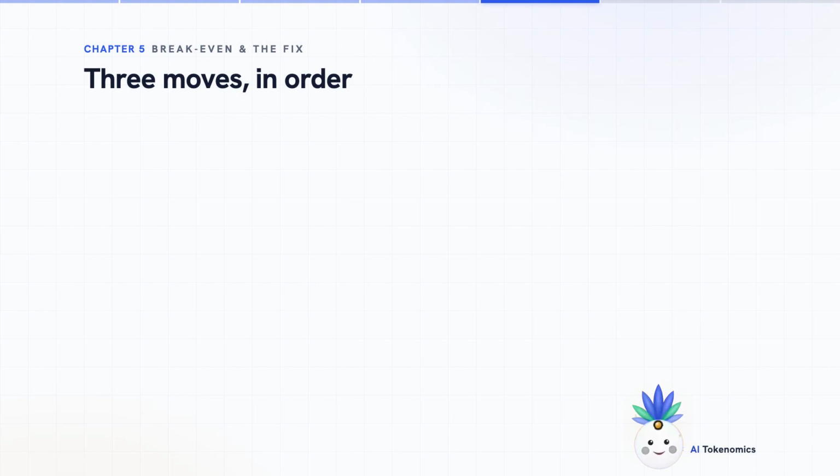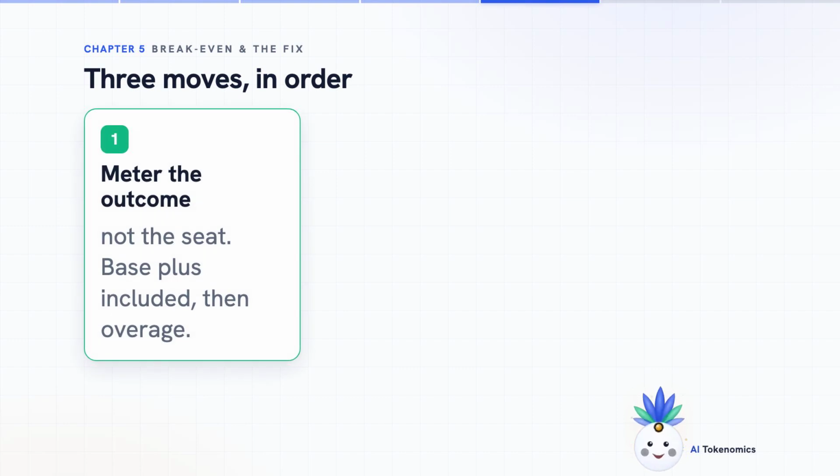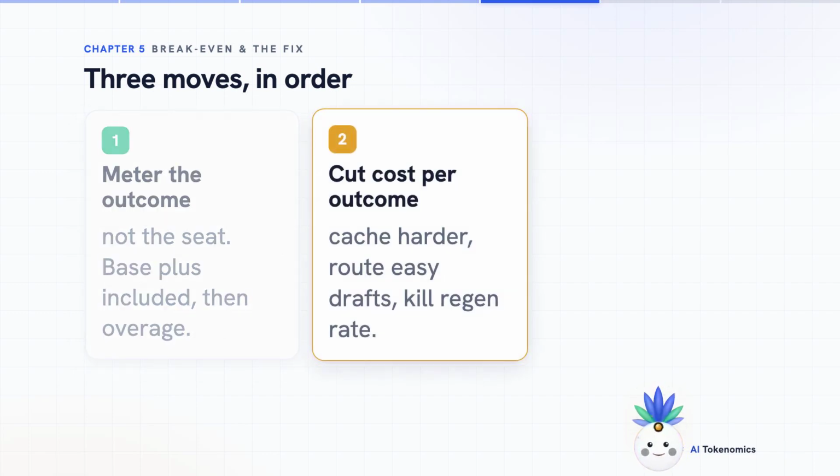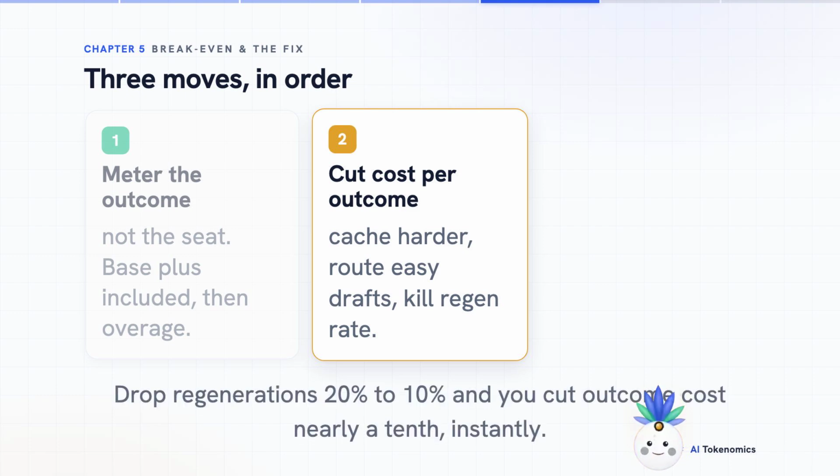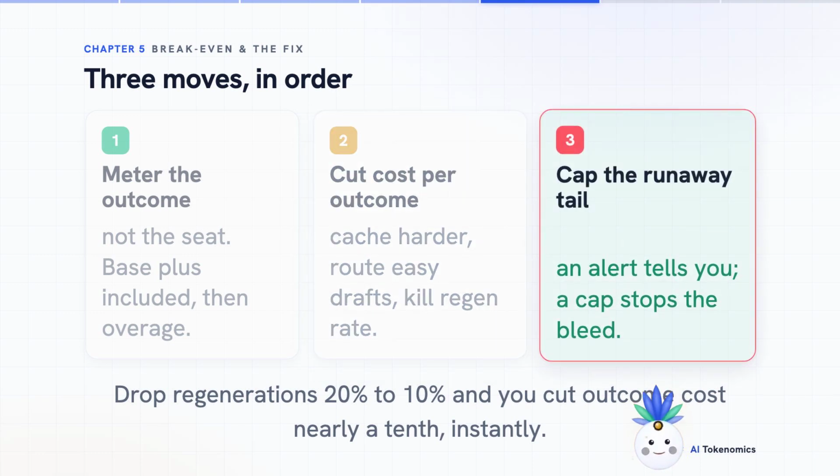The real fix isn't a blanket price cut, it's 3 moves in order. 1. Meter the outcome, not the seat. Charge in a way that scales with usage, a base plus included outcomes, then overage. Now your power user pays for the cost they create. 2. Cut the cost per outcome, not the token. Cache harder, route the easy drafts to a cheaper model, and go after the regeneration rate, because every regenerate is a full outcome you paid for and the user threw away. Drop regenerations from 20% to 10%, and you've cut outcome cost by nearly 1/10 instantly.